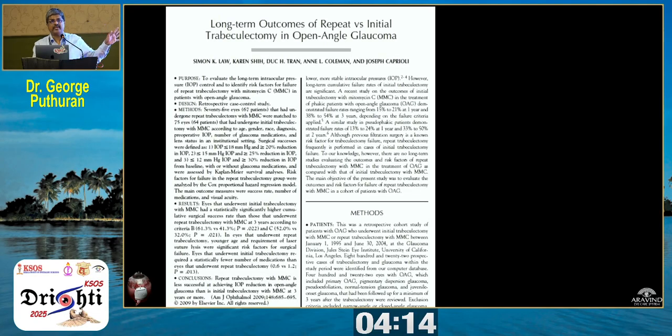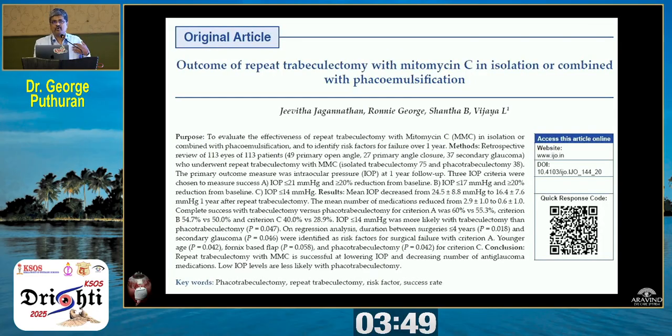But I also saw a publication that added more to the confusion I had. Here again, they compared a group of patients who underwent repeat trabeculectomy with an age-matched group which already had an initial trabeculectomy, and they saw that outcomes of repeat trabeculectomy were not as good as the initial trabeculectomy. So this was about 50% qualified success. Much closer home, the Shankar Nethralaya group has shown that repeat trabeculectomy with MMC is successful at lowering intraocular pressure and decreasing the number of anti-glaucoma medications.